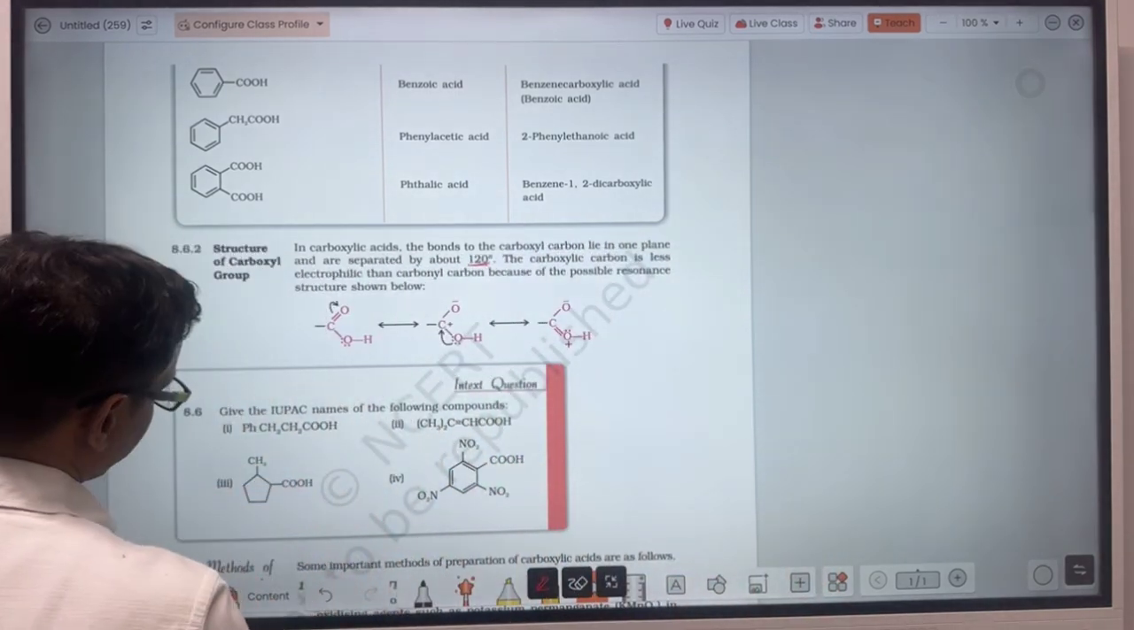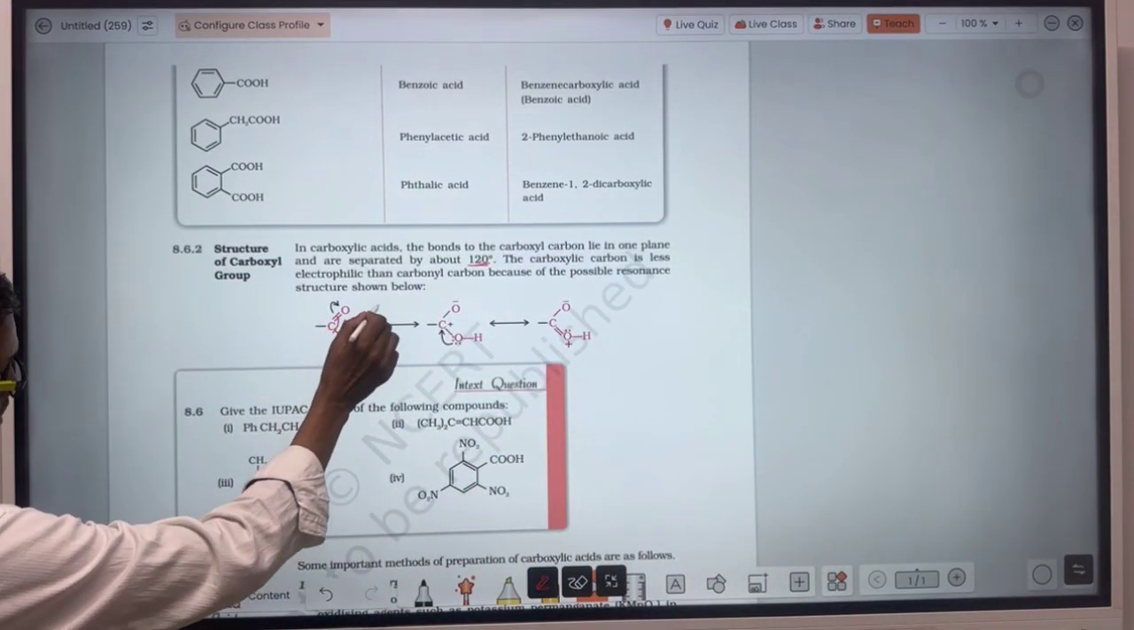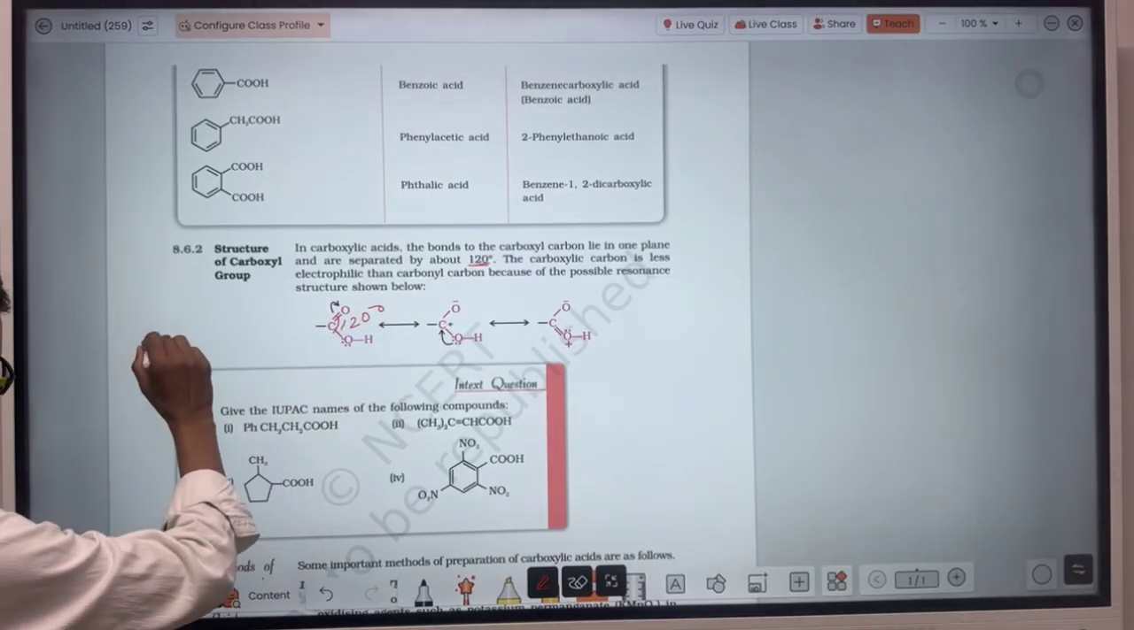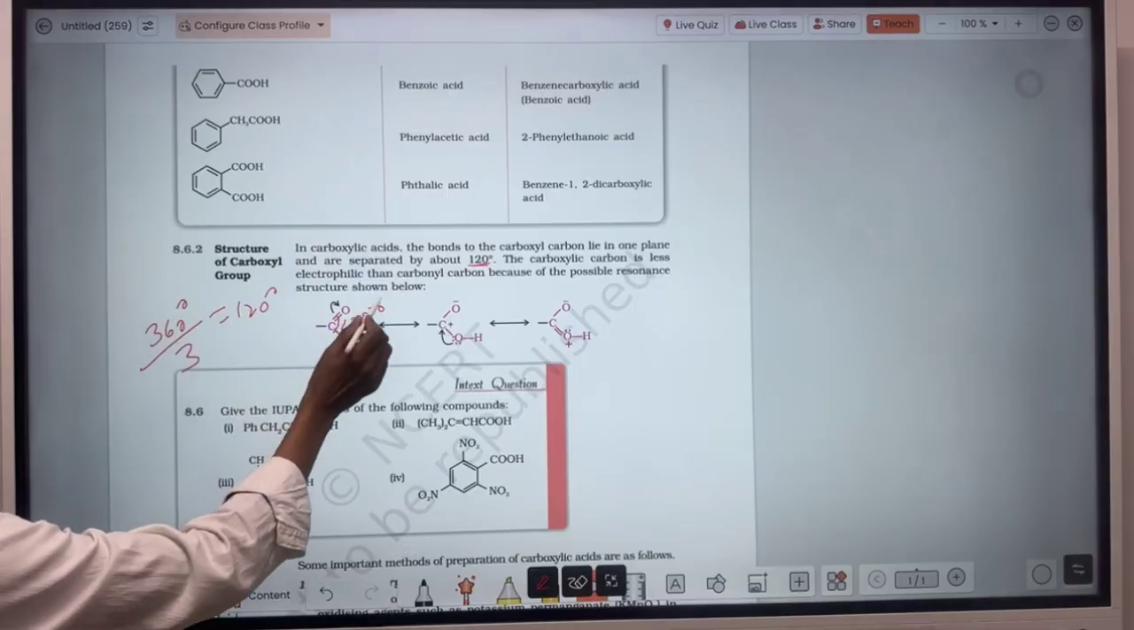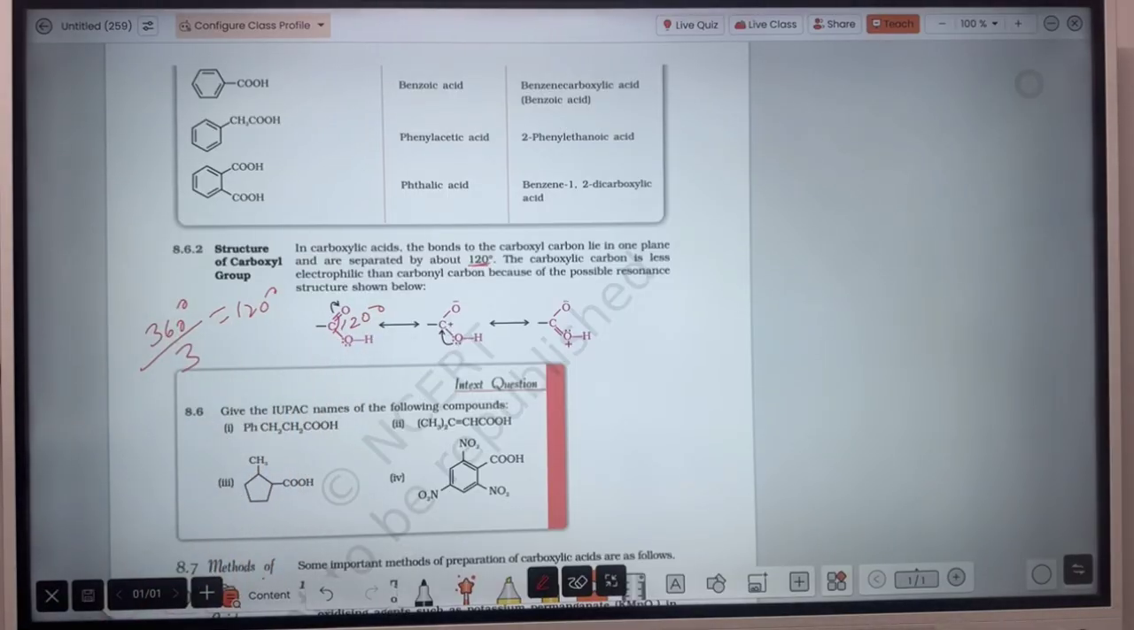So here the bond angle will be 120 degrees. Why? Every bond angle will be the same, so 360 degrees upon 3, that is 120 degrees. So this bond angle is 120 degrees.